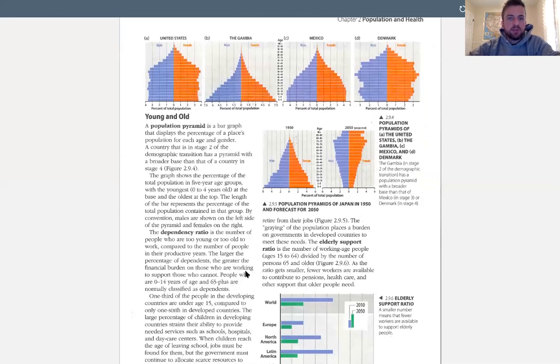A population pyramid is a bar graph that displays the percentage of a place's population for each age and gender. A country that is in stage 2 of the demographic transition has a pyramid with a broader base than that of a country in stage 4. So, looks like our examples here. Above, we have the United States. And again, these are older population pyramids.